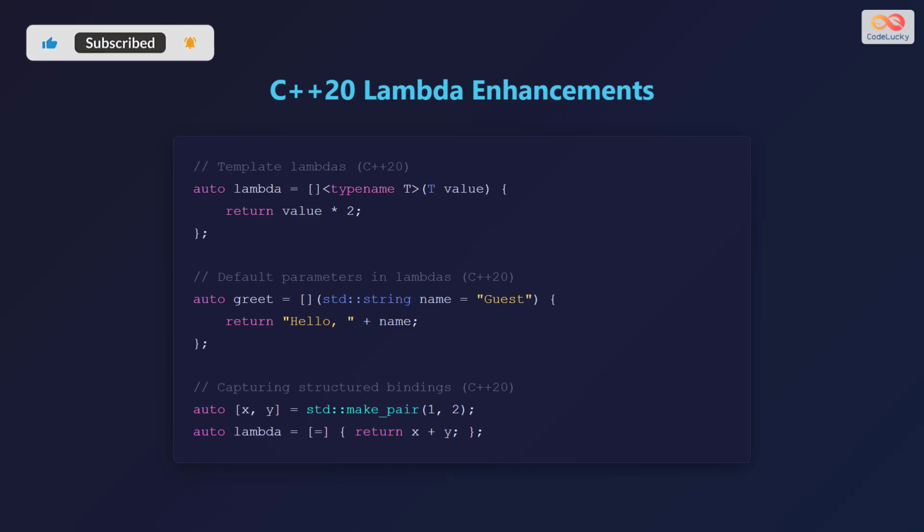Capturing structured bindings example. We create a pair of integers x and y with values 1 and 2. We capture the structured bindings using auto. The lambda expression captures all variables by value and returns x plus y.